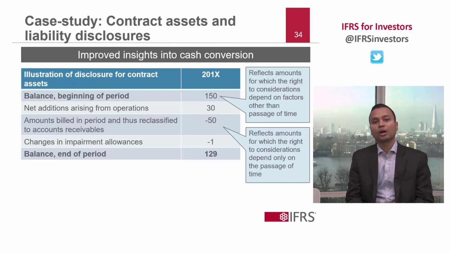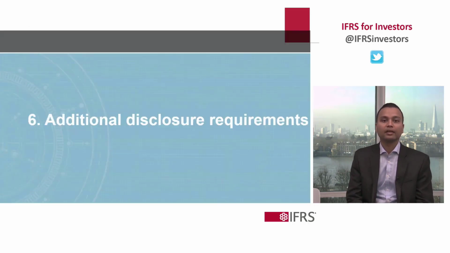Another approach companies may use to meet the disclosure requirements is through a reconciliation table for contract assets. The 50 reduction we see in the table reflects the amounts transferred to receivables. Transparency into the movement in contract assets and receivables can help better understand the company's cash conversion cycle. Next, Nick will discuss additional disclosure requirements that are meant to provide investors with further insights.